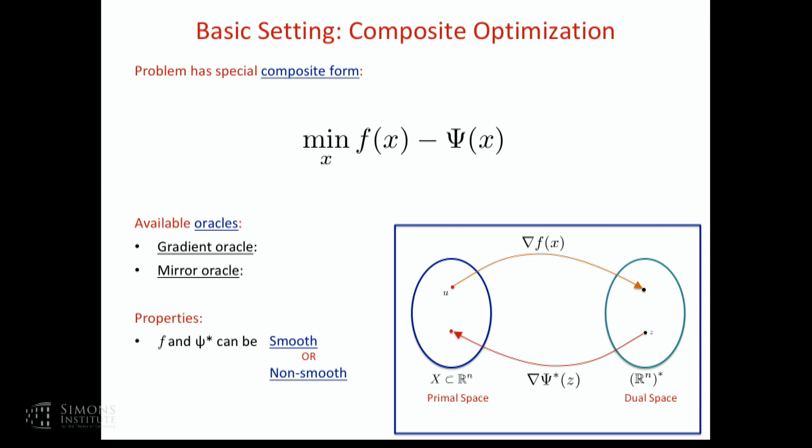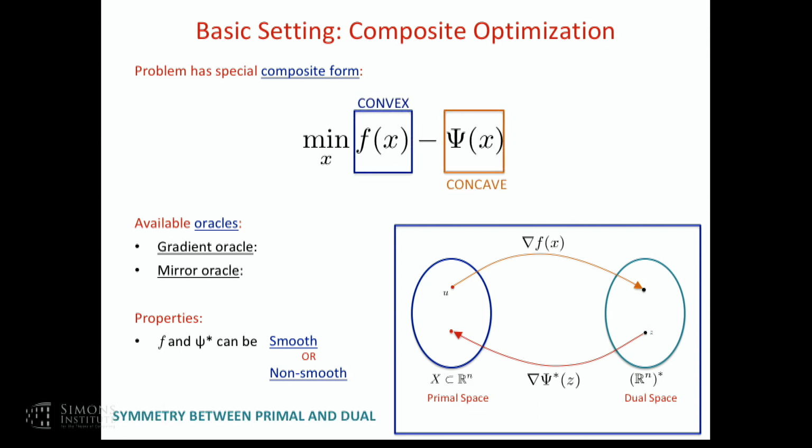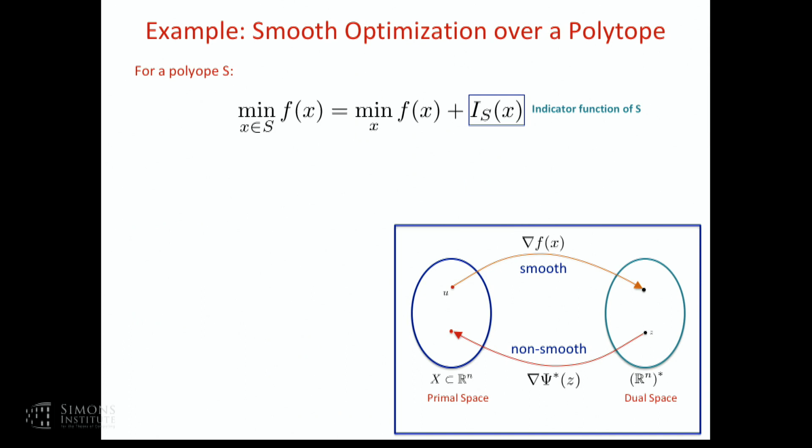And what we're going to care about is whether this map and this map are smooth or non-smooth. So what's an example of a typical composite problem? Suppose you have a smooth optimization problem over a polytope. Then you can write it as minimize f(x), which is the smooth part, plus the indicator function of S. That's a convex function that's 0 on the polytope S and plus infinity everywhere else. So these are going to be my f and my minus psi.